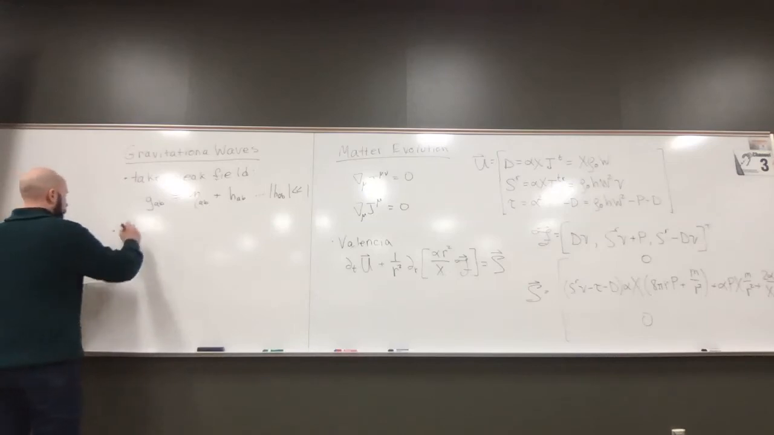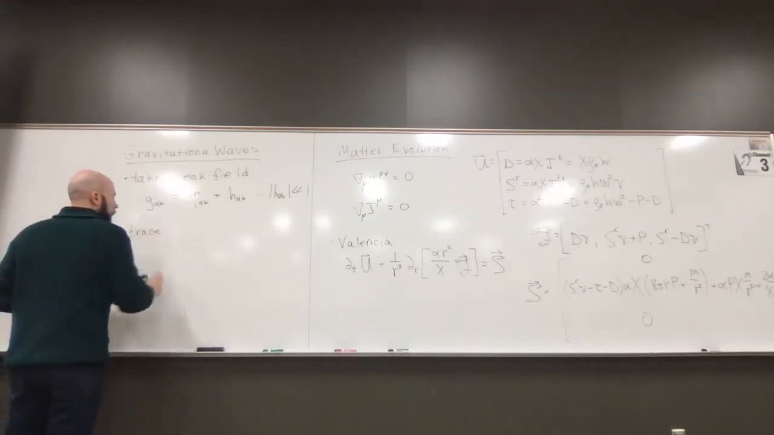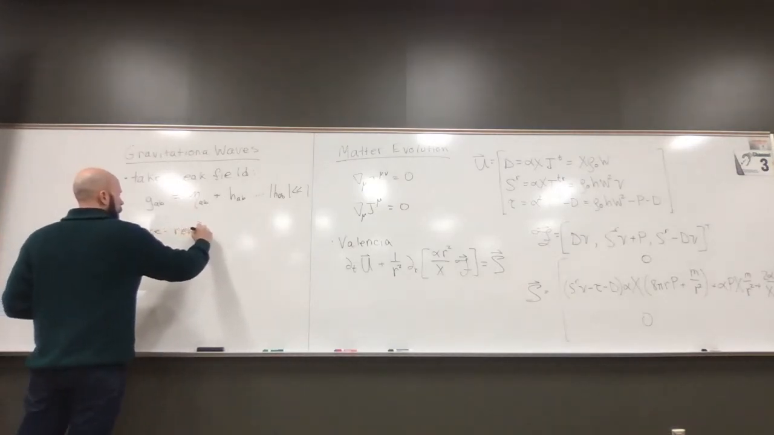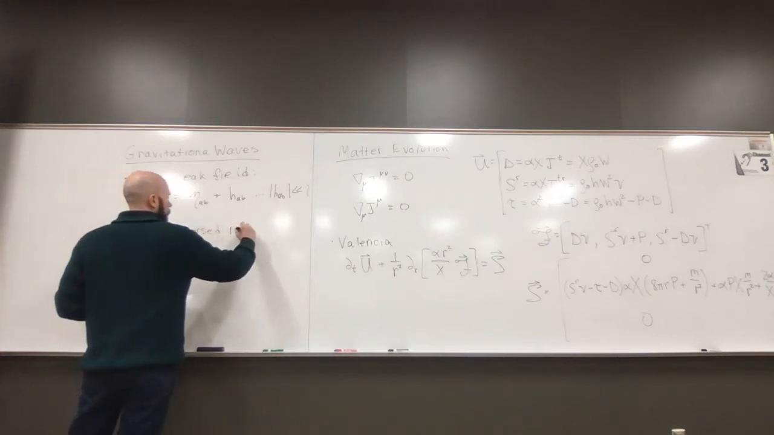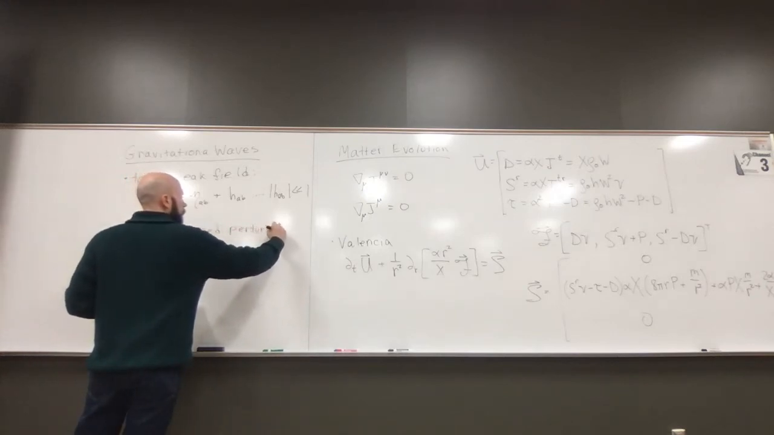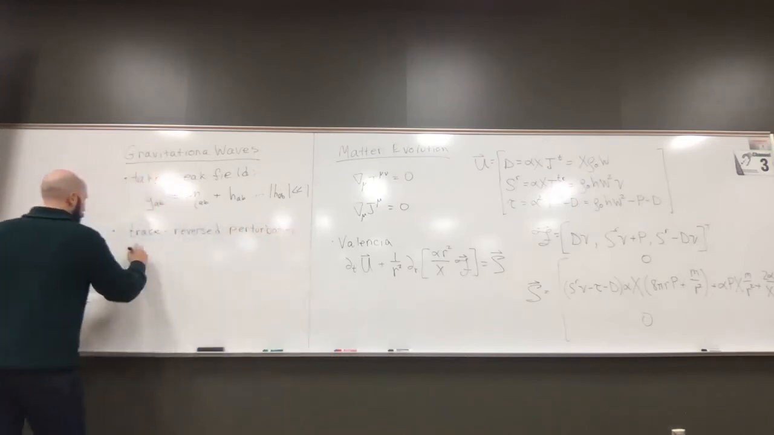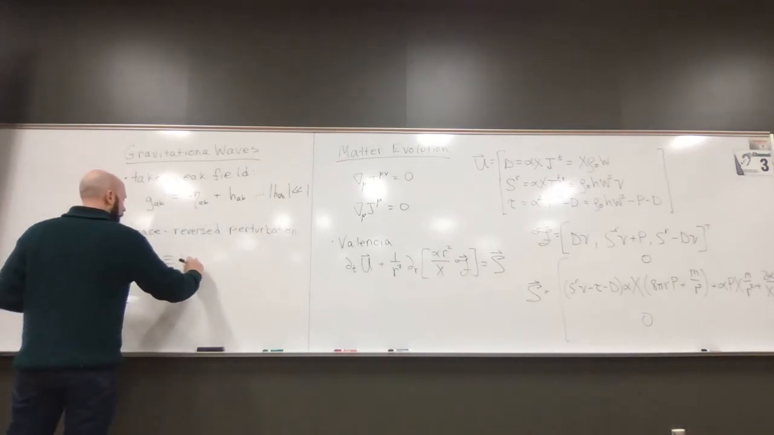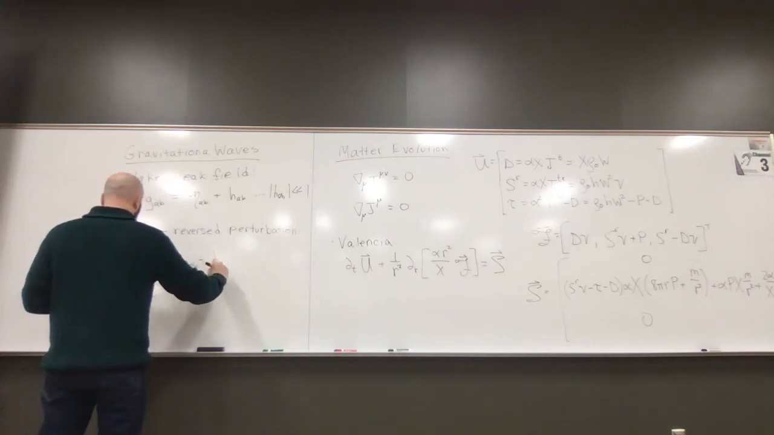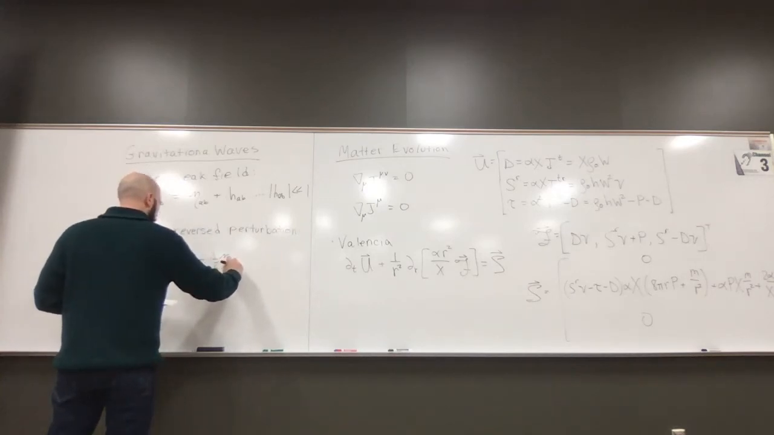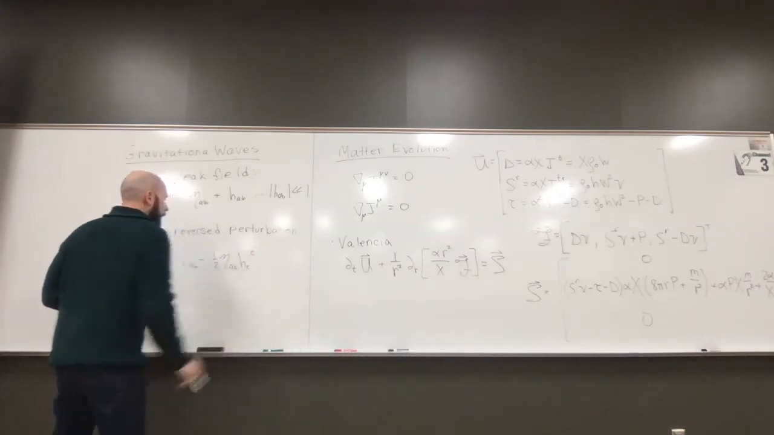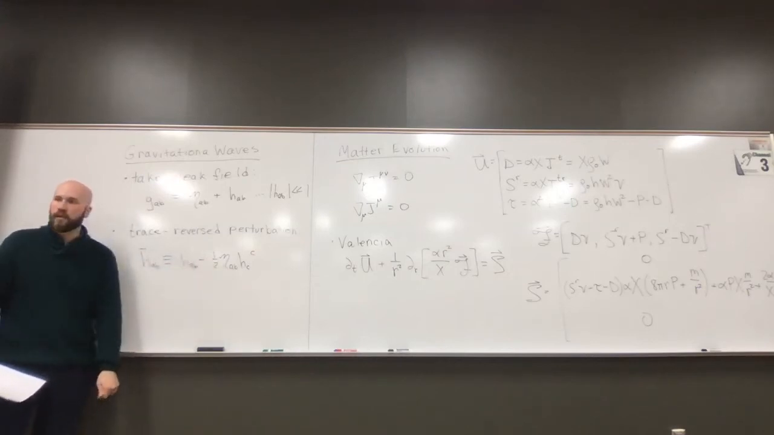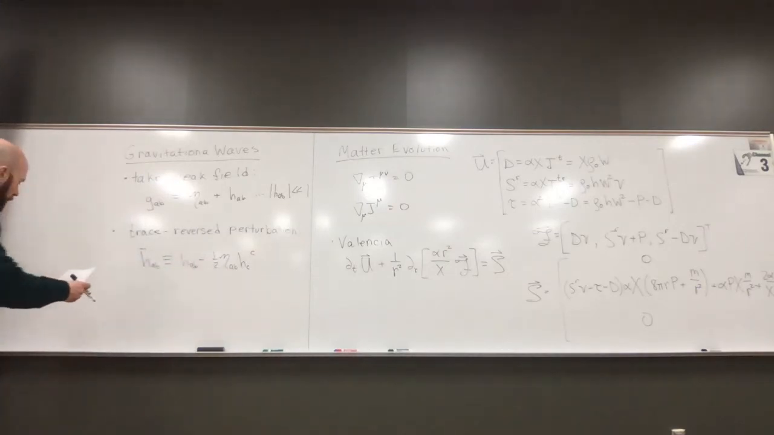And then we're going to have, I'll show you why we do this in a second, the trace reversed metric perturbation. And what that is, we're going to put a bar on our metric perturbation. We're going to define this as the metric perturbation minus 1/2 the flat metric eta_ab times h_cc. So the trace, right? This flat metric, we call this the trace reversed metric perturbation.